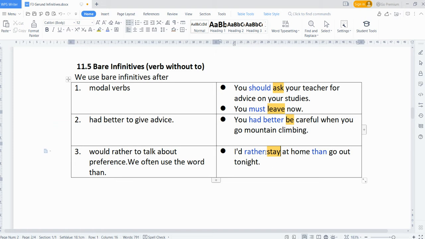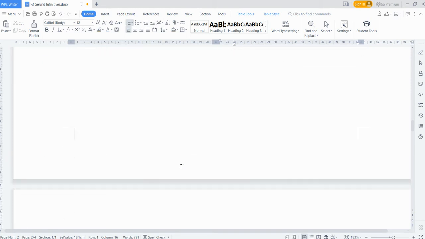You don't say "I would rather to stay." I would rather stay at home than go out tonight. Okay, so that is about bare infinitive.